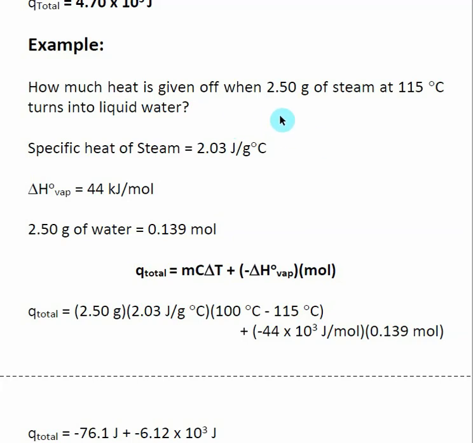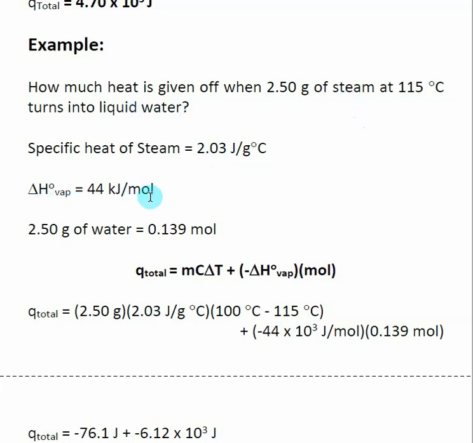So now I'm taking 2.5 grams of steam, so we're talking about gaseous water. It's initially at 115 degrees C, and I say I'm turning it into liquid water. So here I'm giving you the specific heat of steam, which once again it's different. So each phase of water has a different specific heat, but now our phase change is going from a gas to a liquid, so we're going to be using delta H of vaporization.